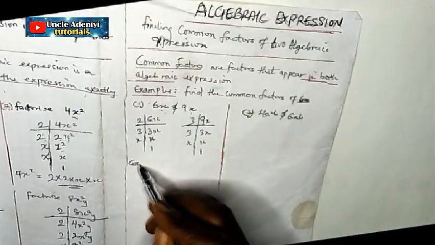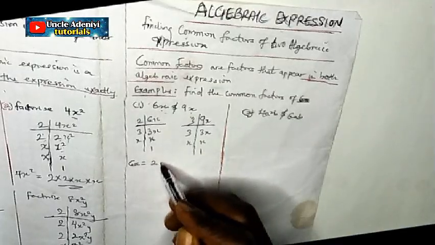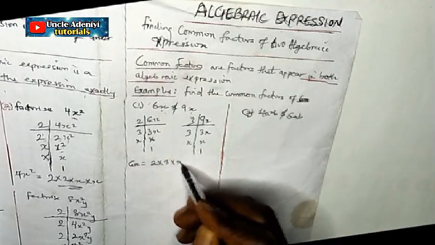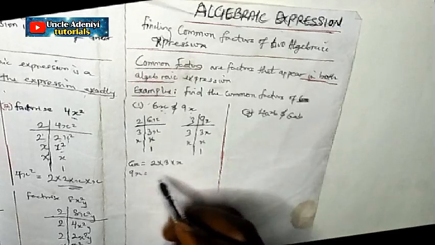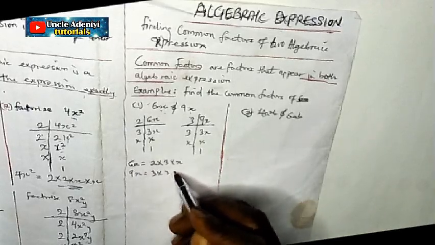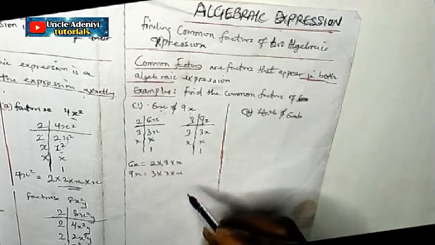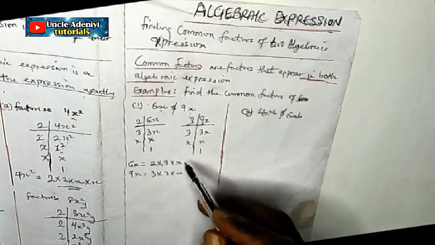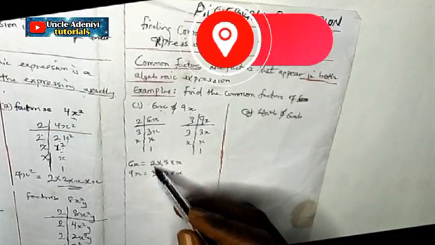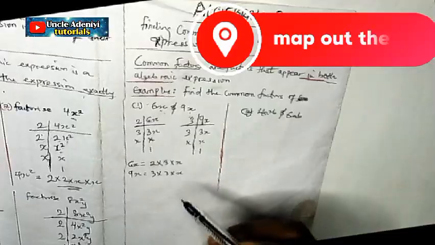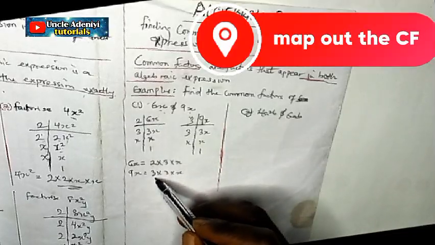So now write them out. 6x will give you what? 2 times 3 times x. 9x will give you what? 3 times 3 times x. So now look for those factors that are common in both algebraic terms. 2, you can find 2 here, but there is no 2 here. 3 is here, and there is also 3 here.